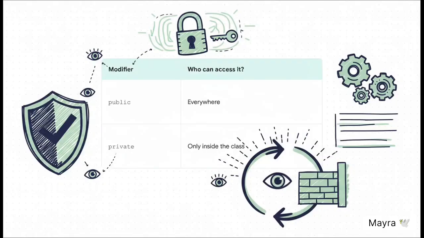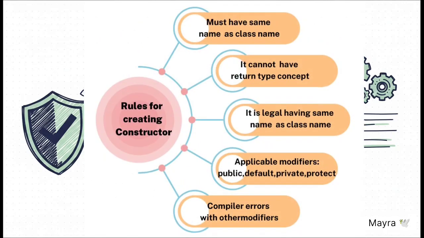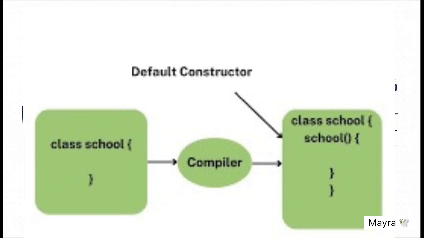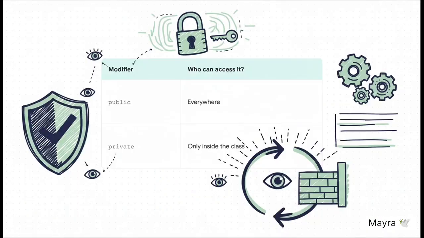Okay, let's talk about privacy settings for our code. These are called access modifiers. If you make something public, anyone and any part of the code can see and use it. But if you make it private, it's locked down. Only code inside that same class can touch it. This is so important for keeping our data safe and preventing accidental mistakes.